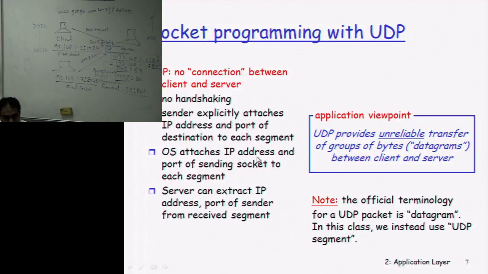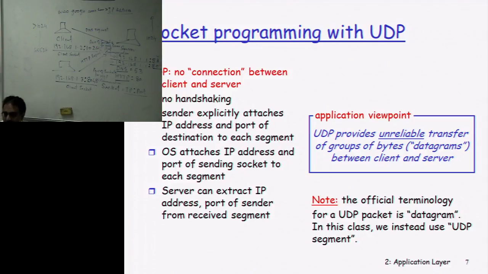The OS attaches the IP address and the port of the sending socket to each segment. When this segment is received on the server, the server can extract the IP address and port of the sender from the received segment, that is, from which source port this segment came. Why? Because when the server is going to send a reply, it will send on the same port number, because that will become the destination port number in the reverse context.